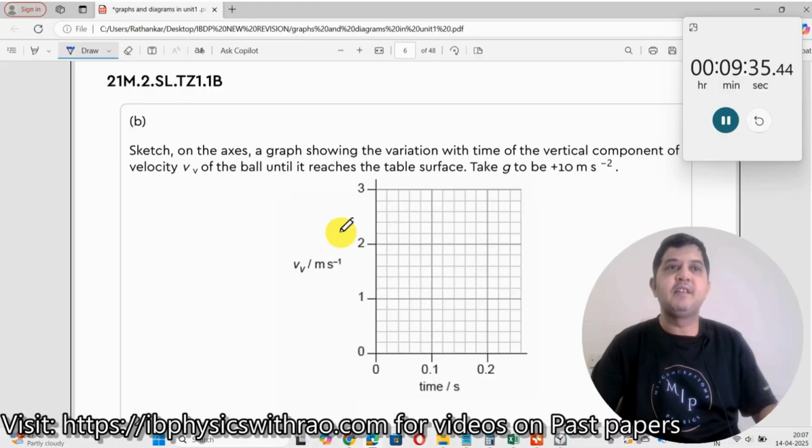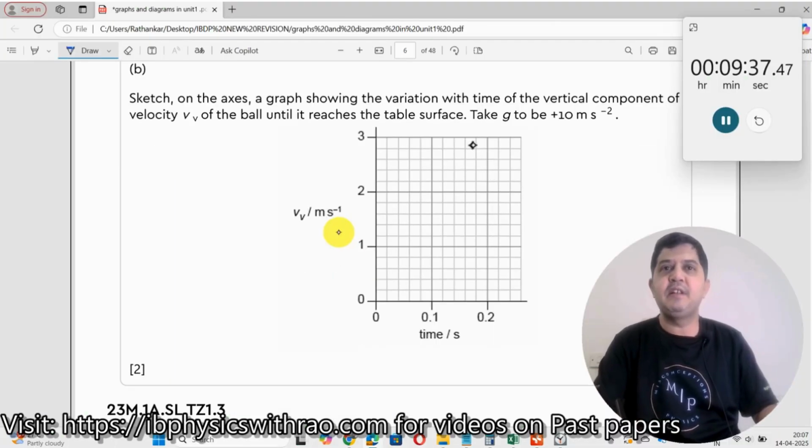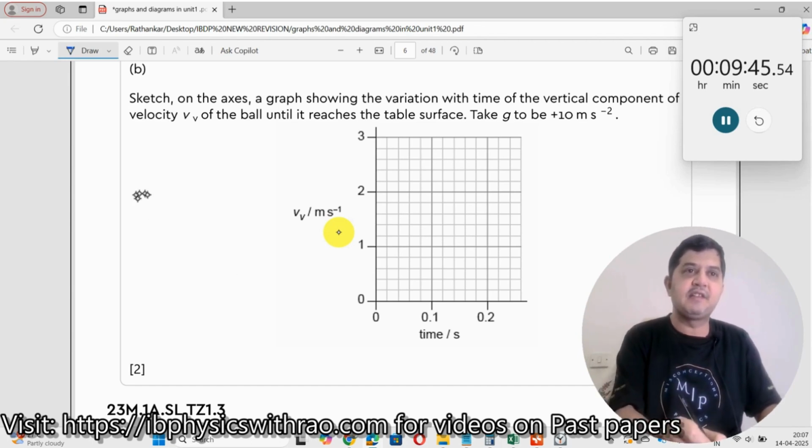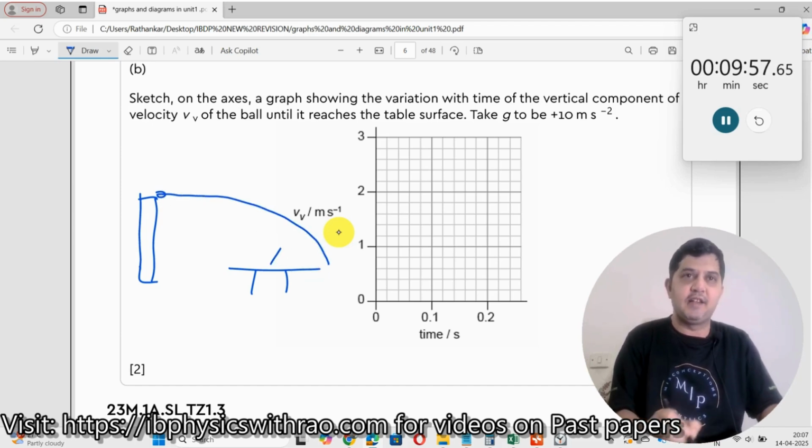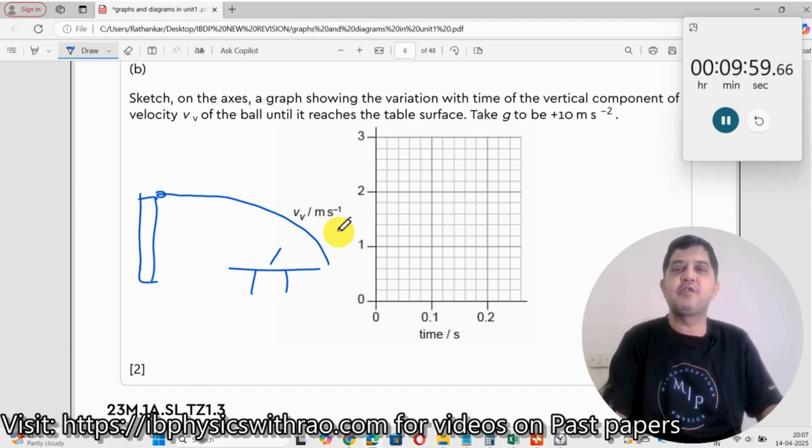Then, sketch on the axes a graph showing the variation in time t of the vertical component of the velocity v of the ball until it reaches the table surface. This is again a question from the structured questions. There's a cliff-like thing, and a table tennis table over here, and the ball is thrown from here. There's a net over here, and it starts moving like this until it falls. Now he's asking what happens to the vertical velocity.